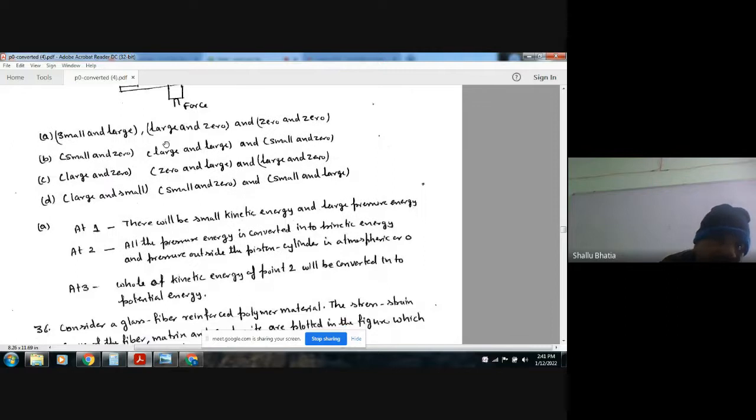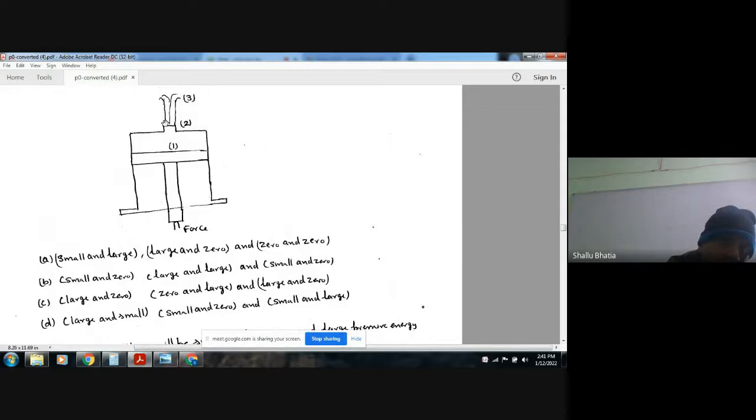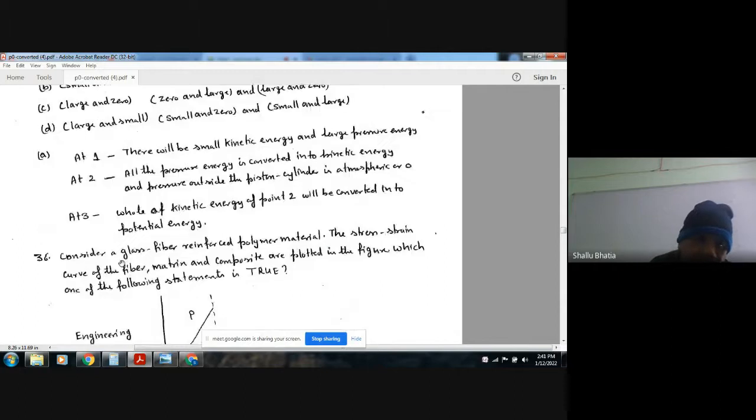Because here the whole of the pressure energy has been converted into potential energy. Here there is only a small kinetic energy with large pressure energy. Here there is large kinetic energy, as the whole of the pressure energy and the small kinetic energy has been converted into kinetic energy. Here the velocity comes to 0. So the answer is option A. Next.